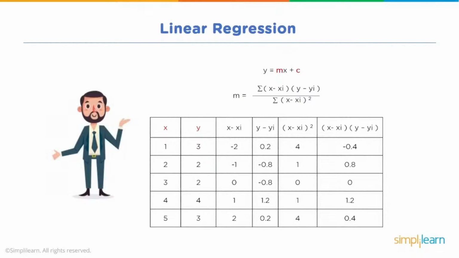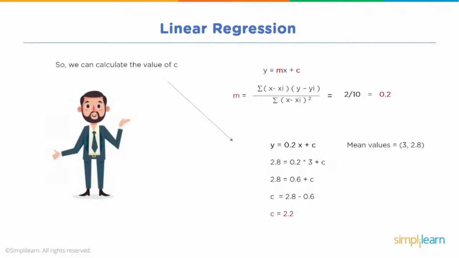And you can guess that the next step is to sum the different columns for the answers we need. So we get a total of 10 for our (x minus xi) squared, and a total of 2 for (x minus xi) times (y minus yi). And we plug those in, we get 2/10, which equals 0.2. So now we know the slope of our line equals 0.2.